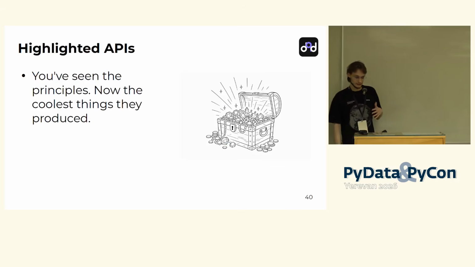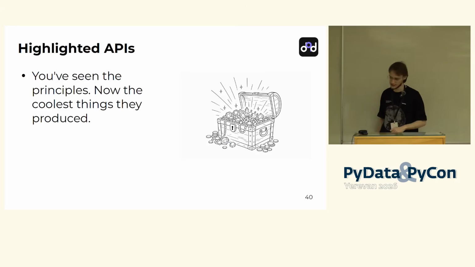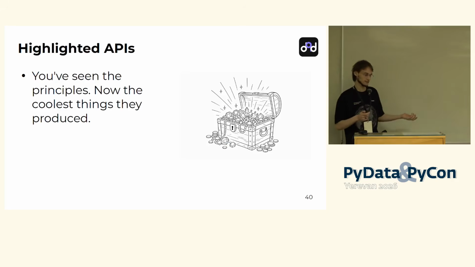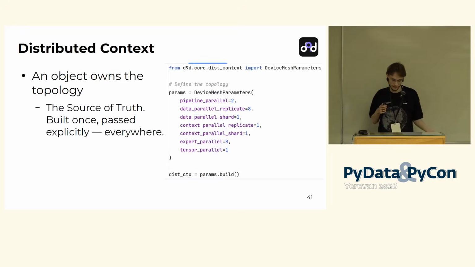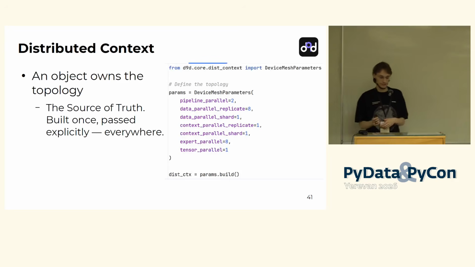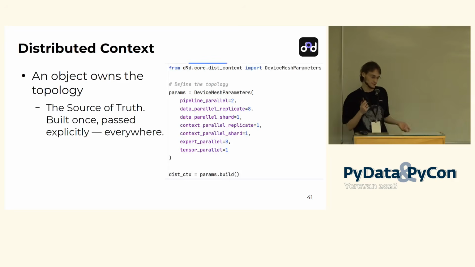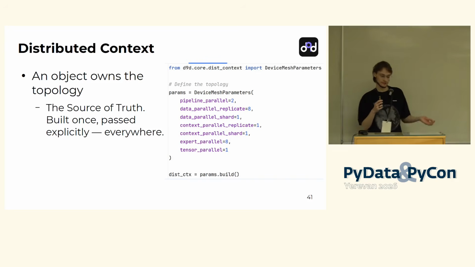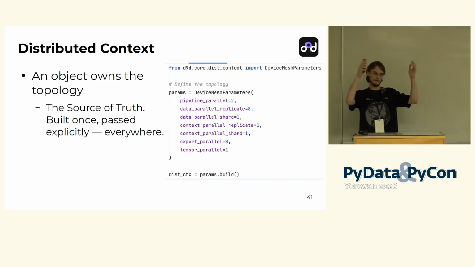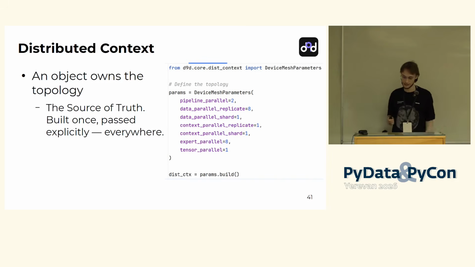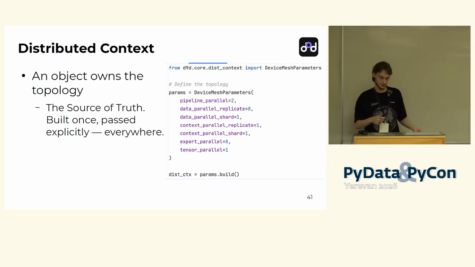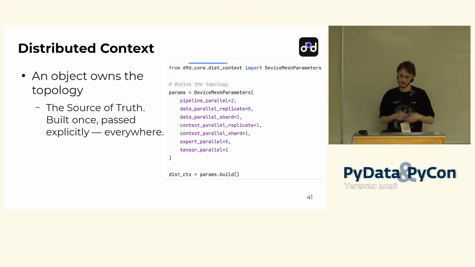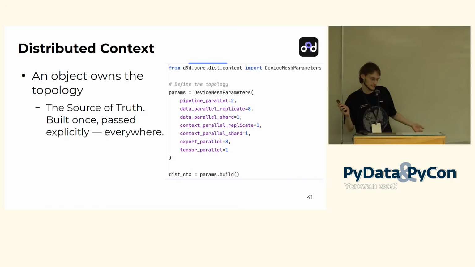Yeah, and I've shown you the principles, and now I want to show you the coolest, in my opinion, things, APIs they produced. And the first one is distributed context. So in some other distributed frameworks, there are problems like some frameworks provide you a top-level model that owns the source of truth of your distributed topology. Some of them provide some God object that has distributed topology and a lot of other stuff.